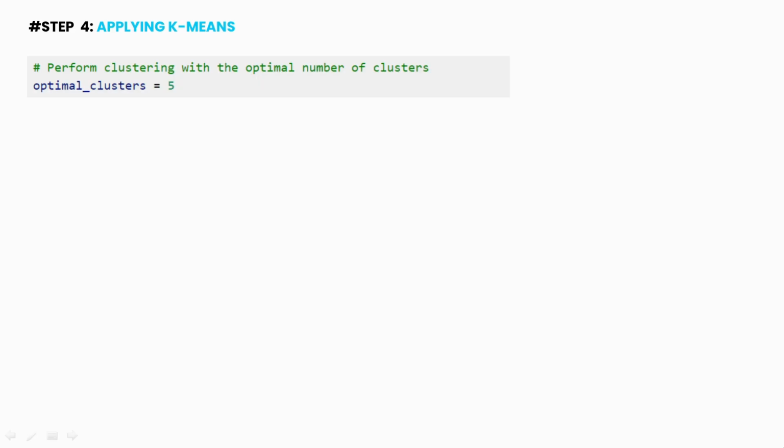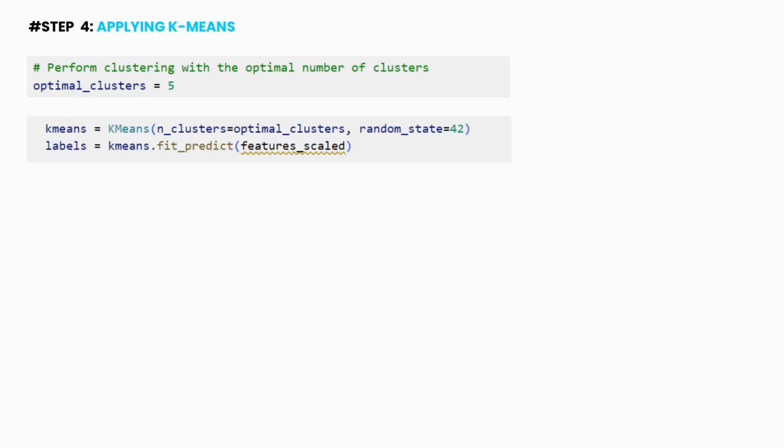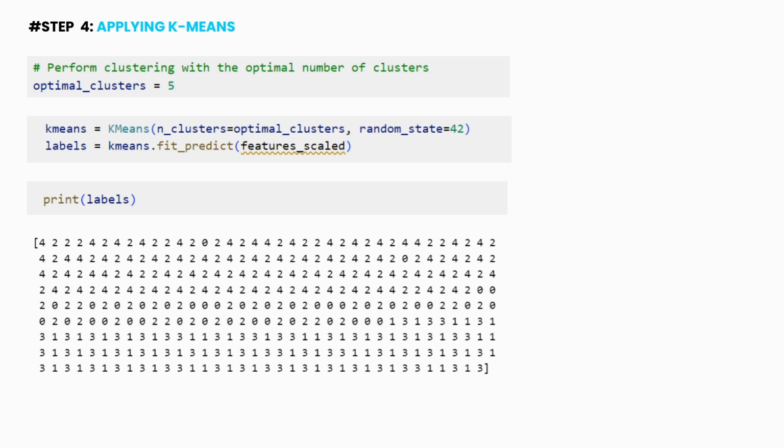Step 4. Applying k-means. Now that we've determined the optimal number of clusters, we can apply the k-means algorithm with the number of clusters set to 5. We'll use the k-means class from Scikit-Learn, specifying n clusters as 5. Then, we'll fit the model to our scaled features and obtain the cluster labels for each data point. The labels we get will indicate the cluster each penguin belongs to, assigning a cluster number to each row in our dataset. This allows us to group our penguins into 5 distinct clusters based on their physical measurements, helping us identify and analyze patterns within the data. By organizing the penguins into these clusters, we can gain deeper insights into the similarities and differences among them.